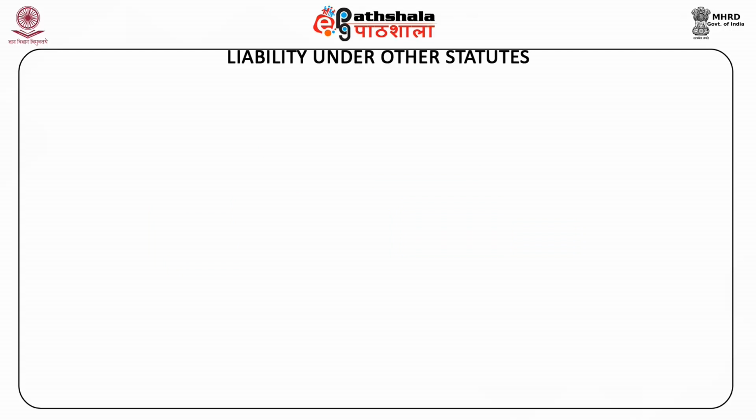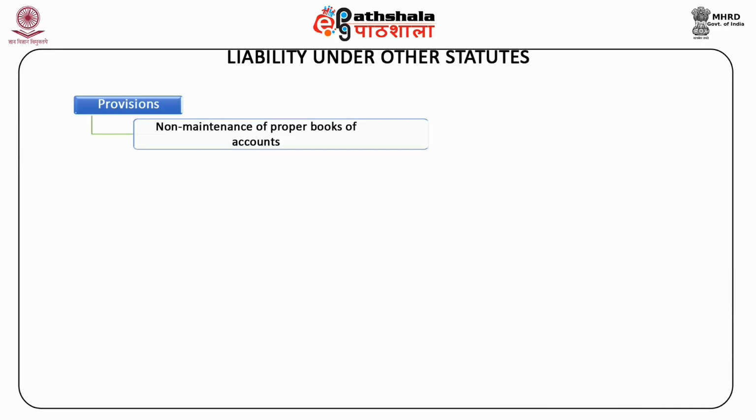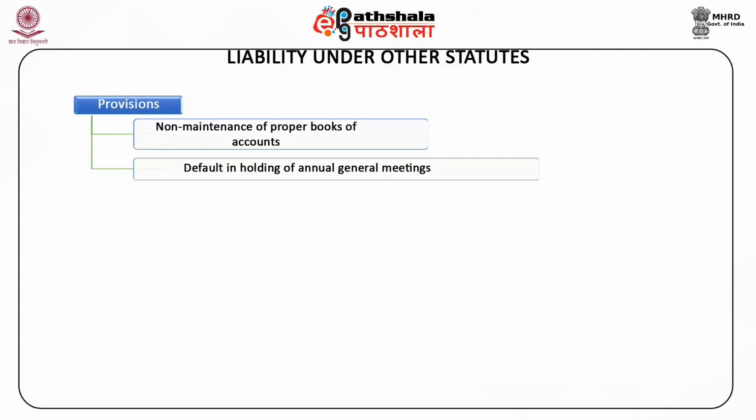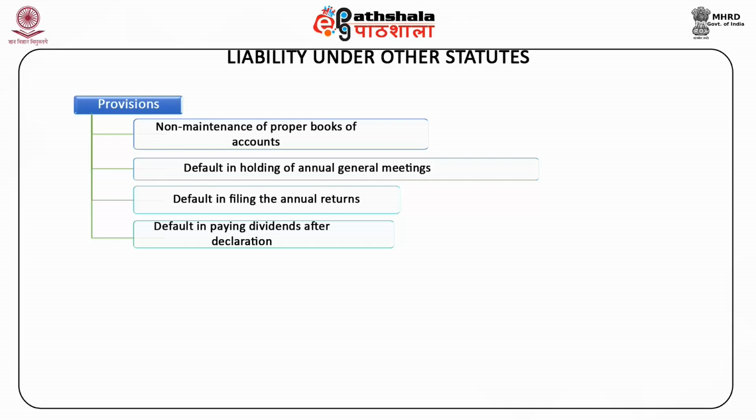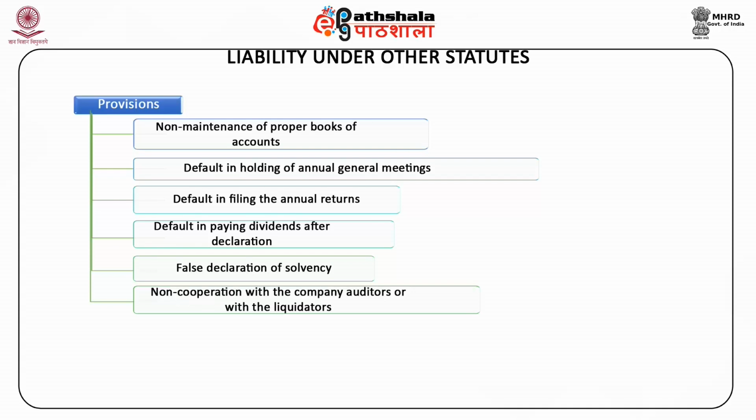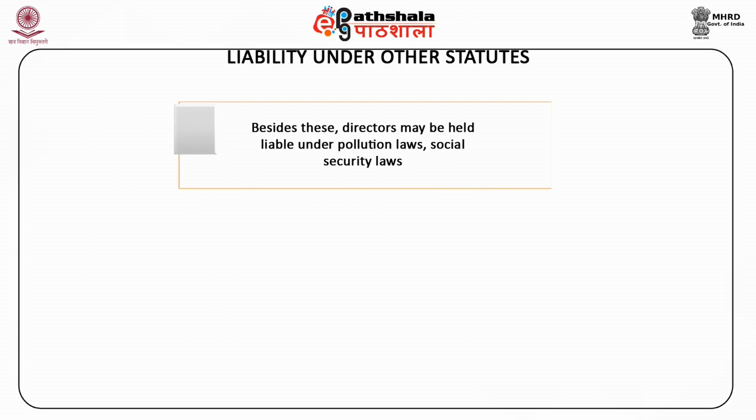Liability under other statutes. There are many other provisions of the company law where directors of a company are personally liable for the default in complying with those provisions. Some of these are non-maintenance of proper books of accounts, default in holding of annual general meetings, default in filing the annual returns, default in paying dividends after declaration, false declaration of solvency, non-cooperation with the company auditors or with the liquidators in the event of winding up of the company, non-compliance with the regulations of the Securities and Exchange Board of India. Besides these, directors may be held liable under pollution laws, social security laws, for example Minimum Wages Act, ESI, EPF, Gratuity, Competition Act, Foreign Exchange Management Act, and taxation laws.